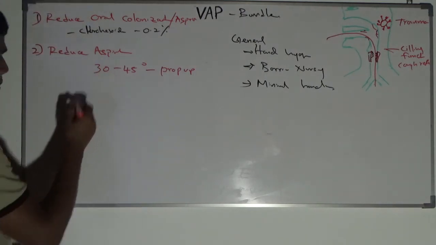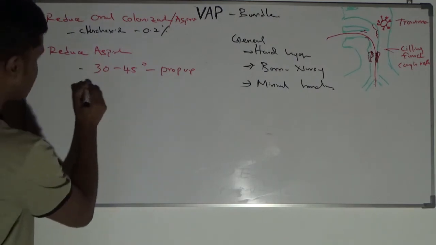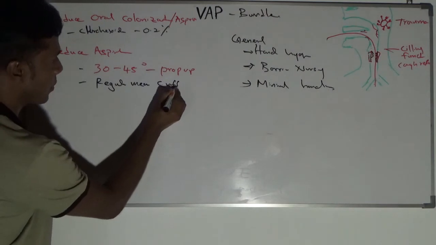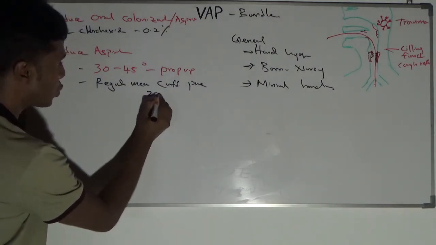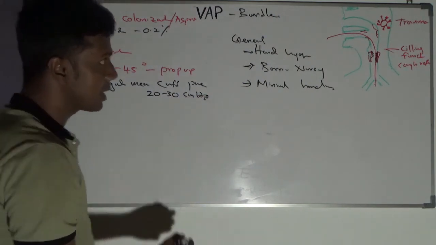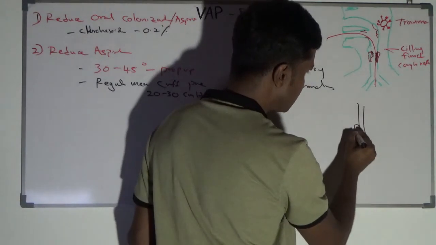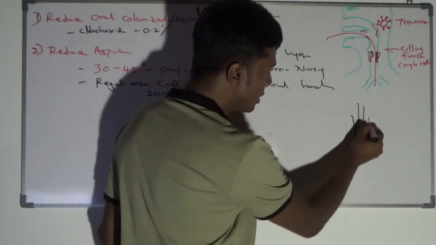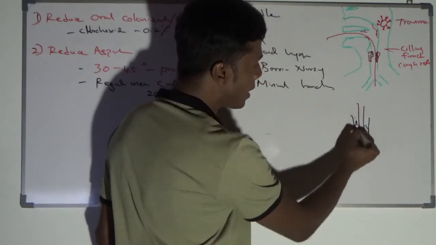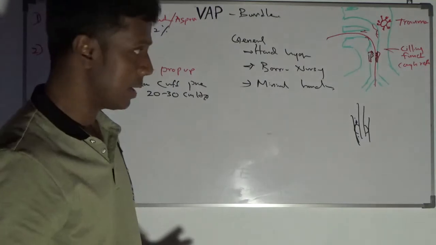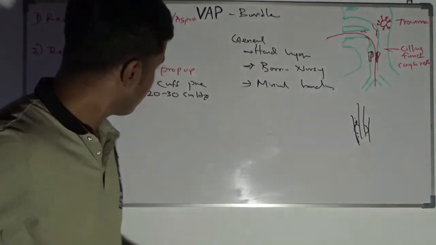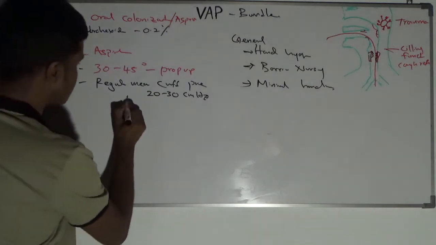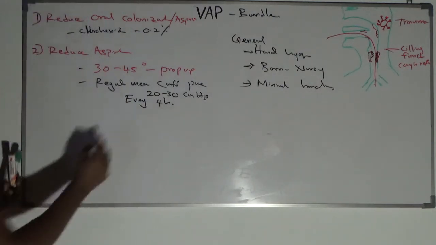Another way to reduce aspiration is to regularly measure the cuff pressure. It should be somewhere around 20 to 30 centimeters of H2O. I will tell what the cuff is. In the endotracheal tube, there is a cuff to seal the trachea with the tube. If the cuff pressure gradually reduces, the infective material can pass from the upper part of the throat to the lower part of the trachea. Because of that, you have to regularly measure the cuff pressure, usually every 4 hours. Not only measure, you have to document it.